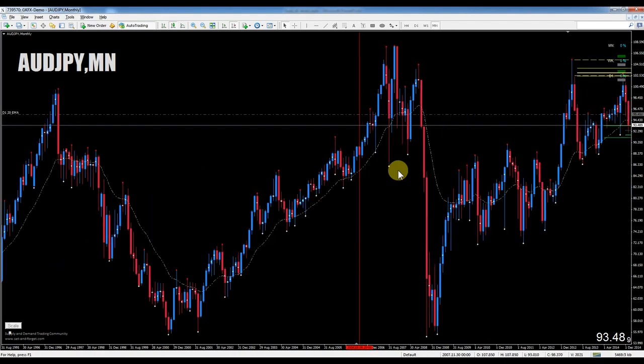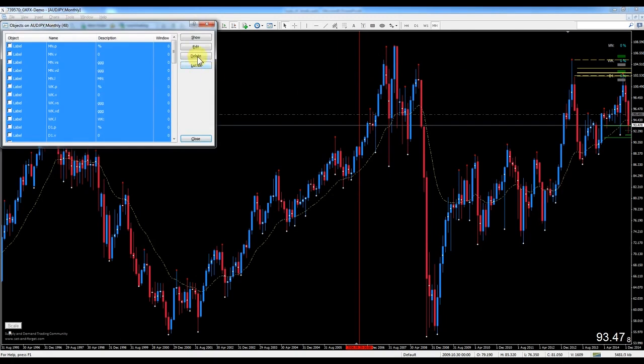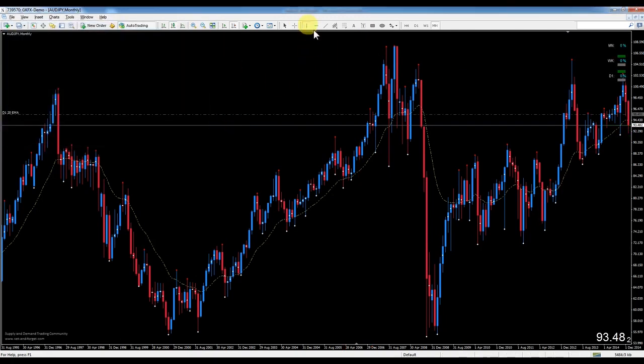So here, as you can see in the monthly, we are rallying like that. Okay, we are in an uptrend, removing areas of supply here as well. So we are in an uptrend. So now let me delete that, so I just have these objects.